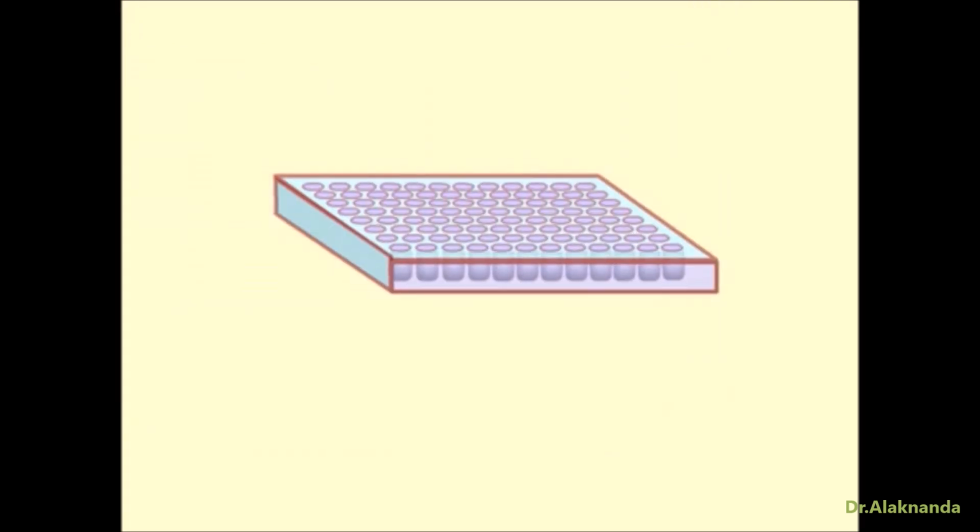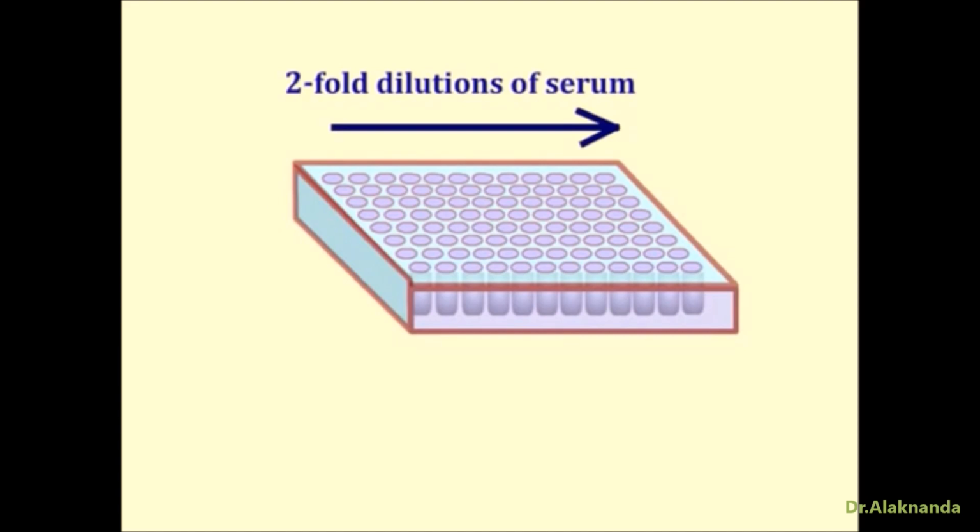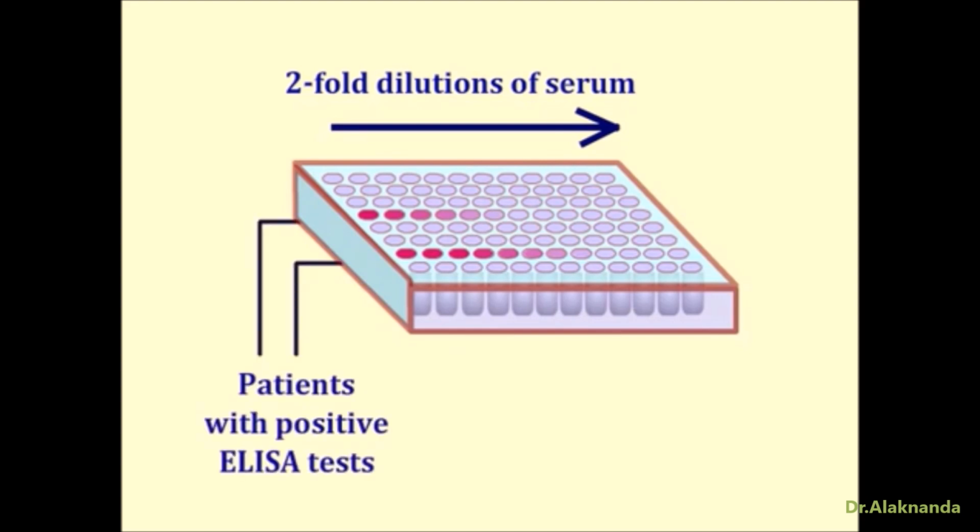The development of color in the wells with a specific antibody can be seen with the naked eye or quantified with an electronic plate reader. The reaction is less intense as the serum is diluted and the amount of antibody captured in the wells decreases. The titer is the highest dilution with definite color.